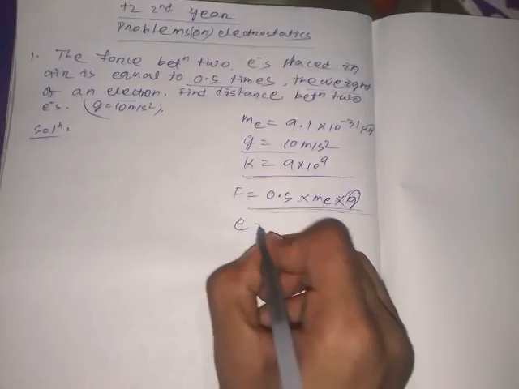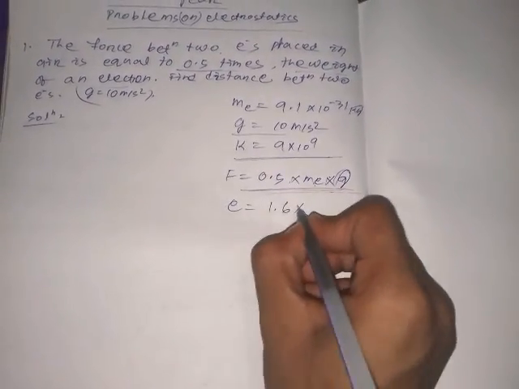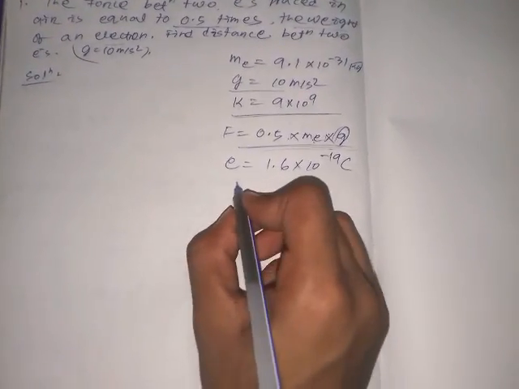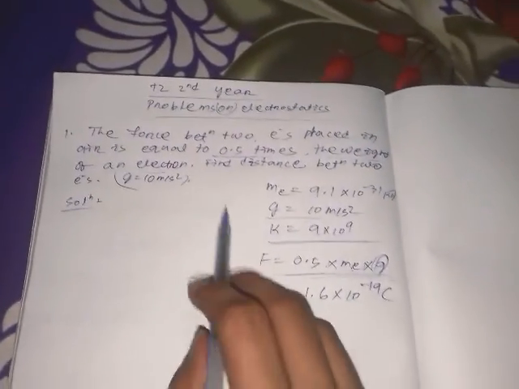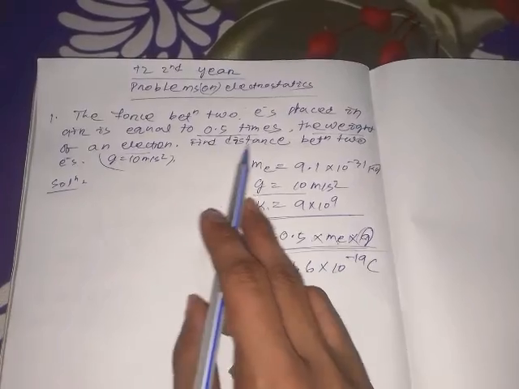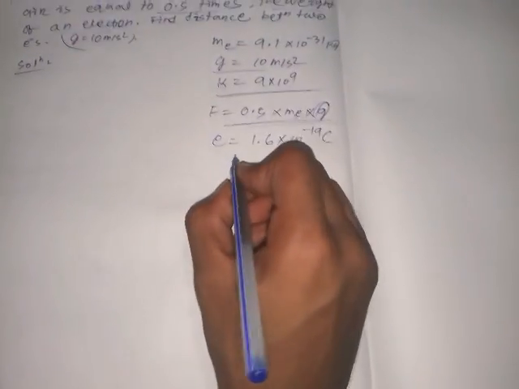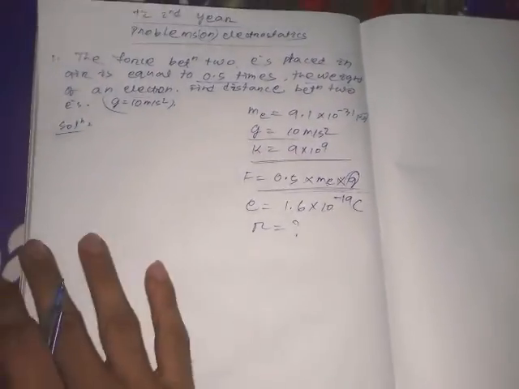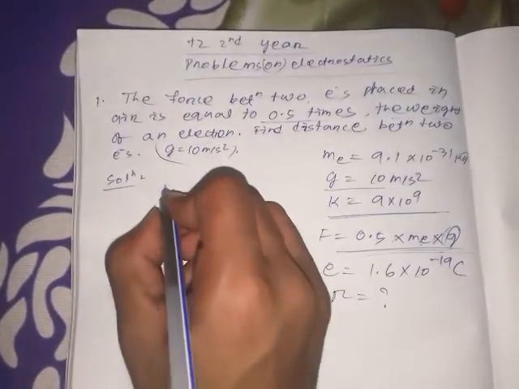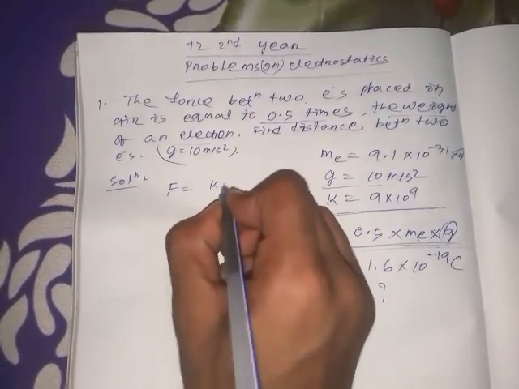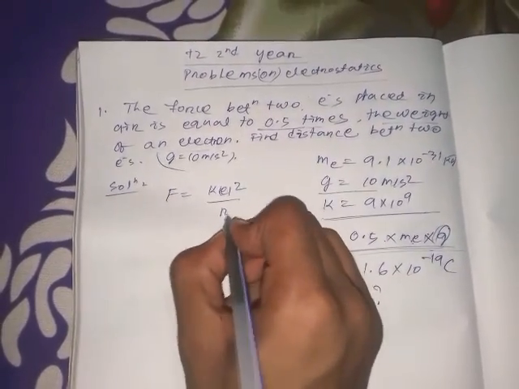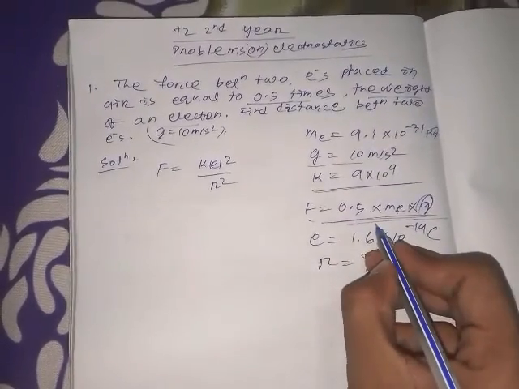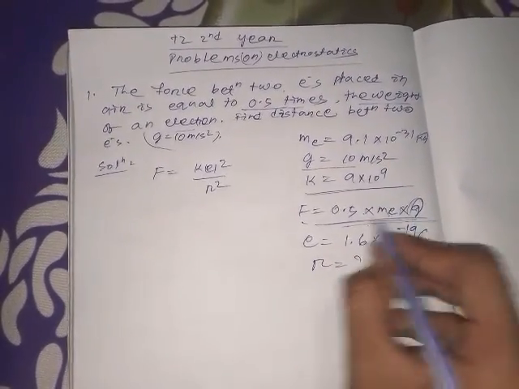Then the charge on electron is equal to 1.6 into 10 to the power minus 19 coulomb. Here the question asks us to find the distance between two electrons. Here we have to get R is equal to what? From Coulomb's law we know F is equal to kq square upon R square, and here the given F is equal to 0.5 times the weight of an electron.